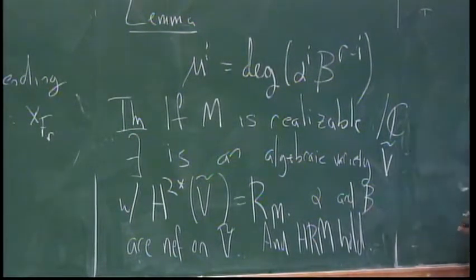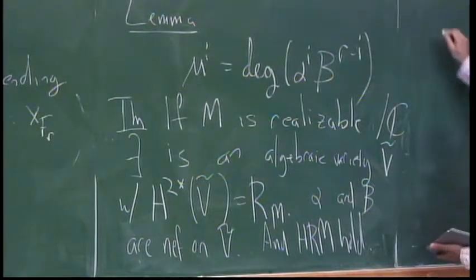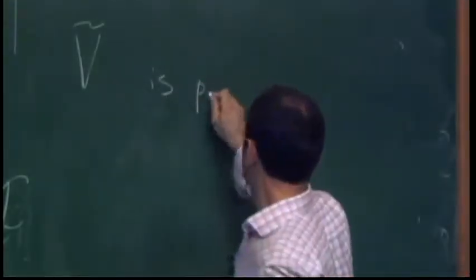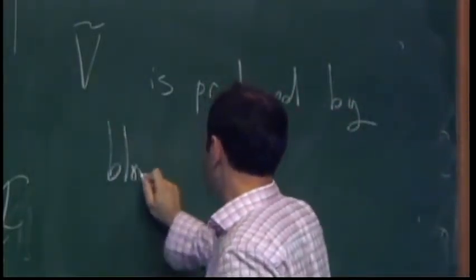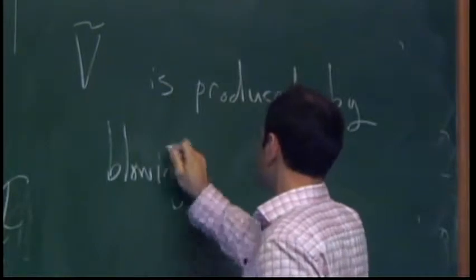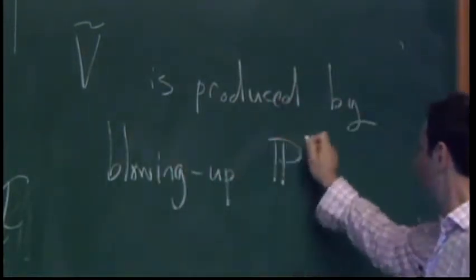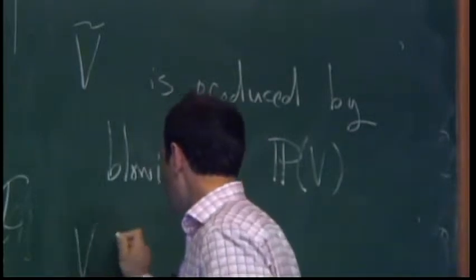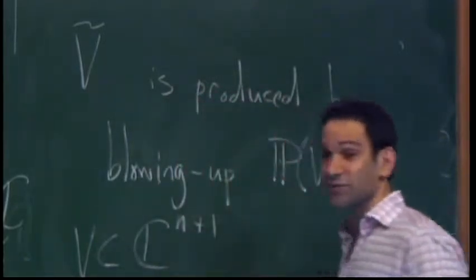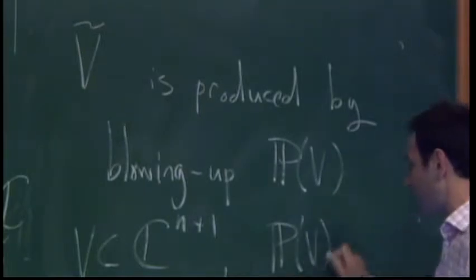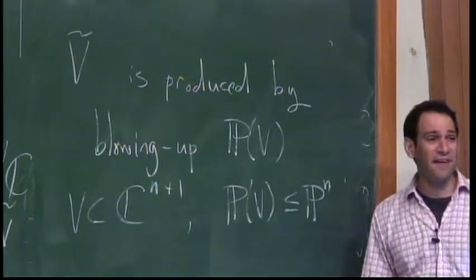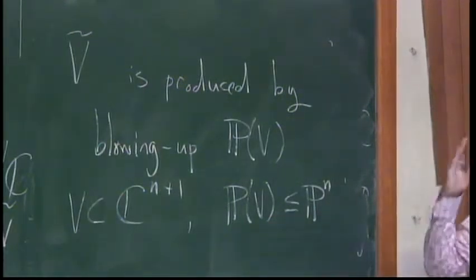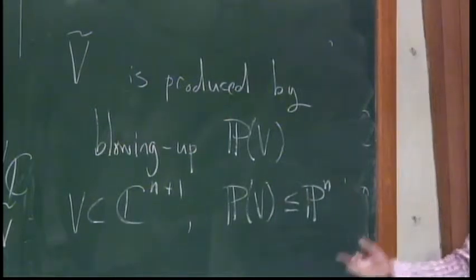All right, and our construction of the space V tilde is natural. So to produce V tilde, we have to blow up the projectivization of our linear subspace. So recall that we had V inside C^(n+1). So that means its projectivization lives in n-dimensional projective space. And we've picked coordinates on this n-dimensional projective space. So we have coordinate hyperplanes, we have coordinate lines, we have coordinate points.